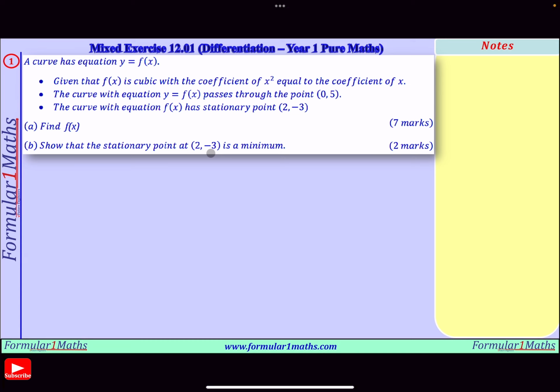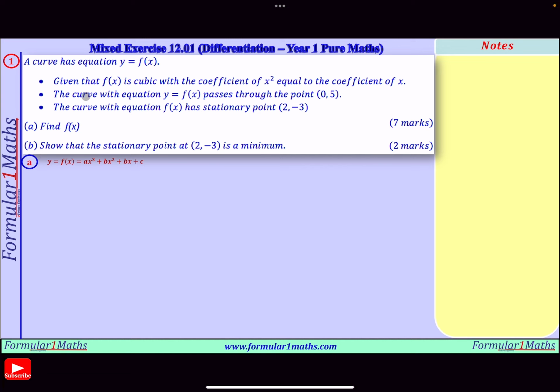So we start by writing down the general equation for a cubic curve as follows. y equals f of x equals ax cubed plus bx squared plus bx plus c. We have b here and b here because the first condition states that the coefficient of x squared is equal to the coefficient of x.